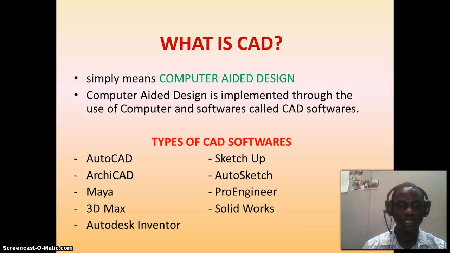We have Maya, we have 3D Max for modeling, for character modeling, for animation. We have Autodesk Inventor. Actually, I teach Autodesk Inventor too. Autodesk Inventor is a CAD software that is majorly for machine drawing. Autodesk Inventor may not be suitable for building drawing, but it is for machine drawing. Then we have SketchUp, we have AutoSketch, we have Pro Engineer and SolidWorks. These are all CAD softwares which we use for making engineering or building drawing.